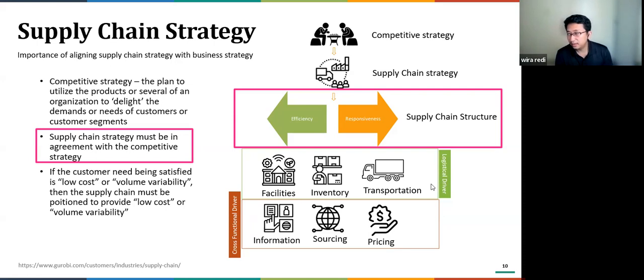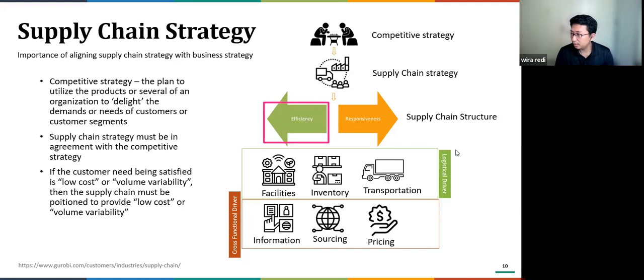But in order to realize that competitive strategy, you need to have a supply chain strategy. A supply chain strategy will tend to go either through the side of efficiency, or through the side of responsiveness, or in between. The example I mentioned earlier is more of an efficient strategy. If you want an efficient supply chain strategy, then you need to reflect that tendency to efficiency in two types of drivers. First, we have logistical drivers. Second, we have cross-functional drivers.